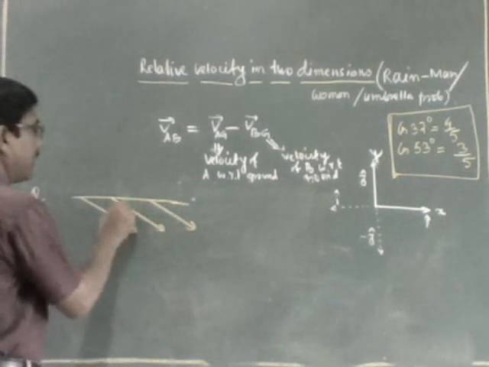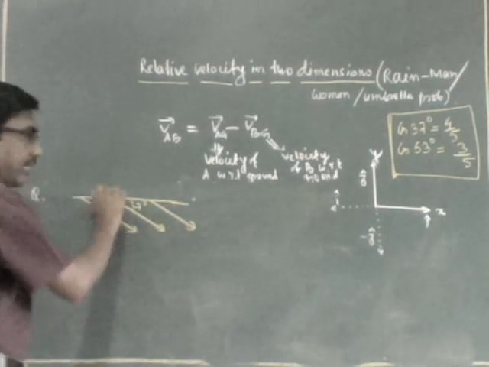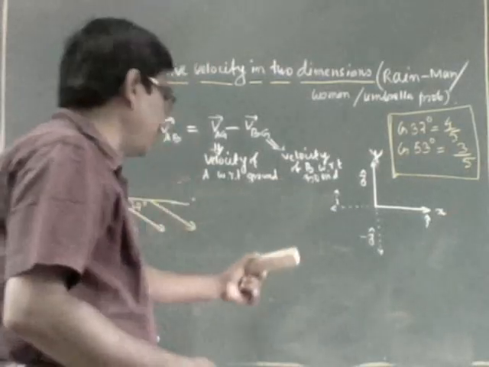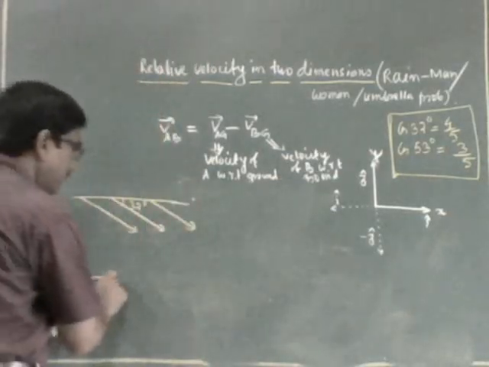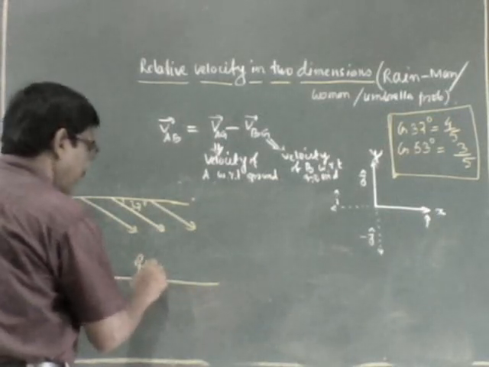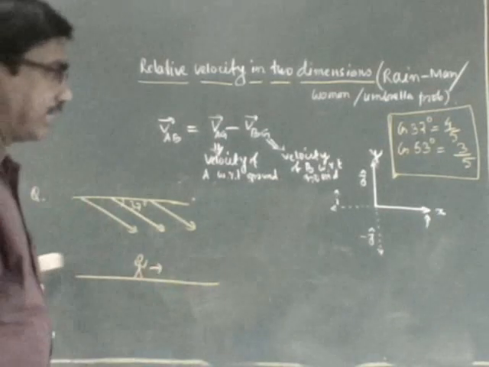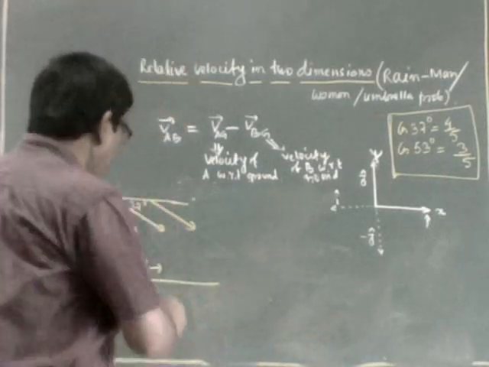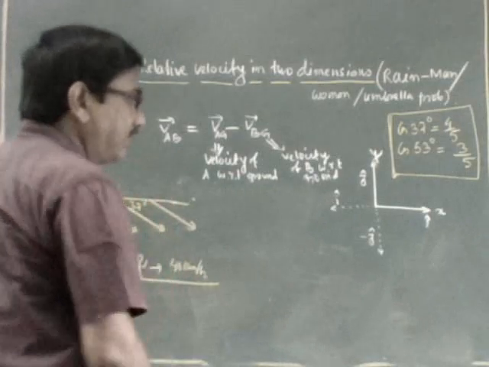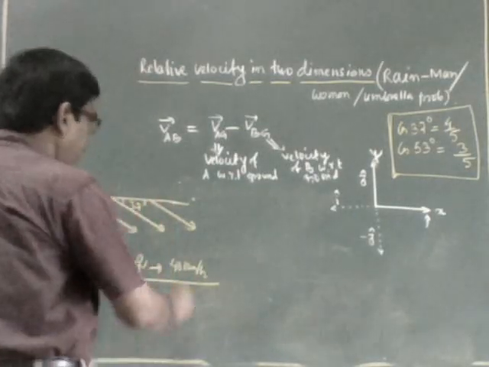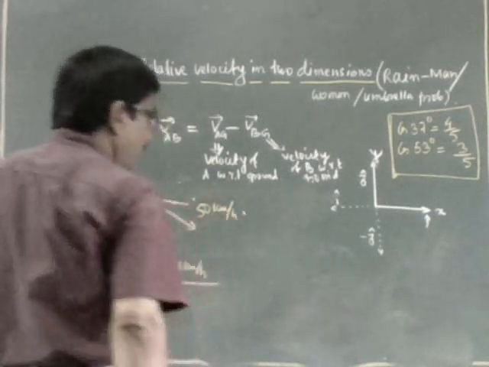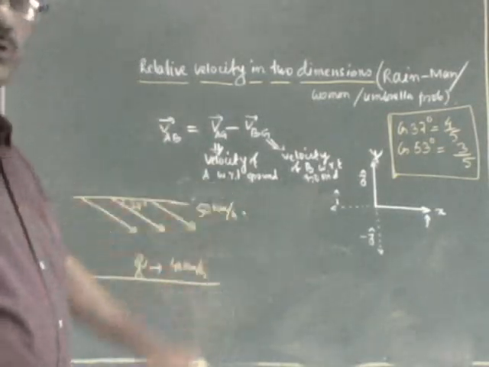Rain is falling at a certain angle, 37 degrees. A man is walking along the x-axis with a speed of 40 km per hour, and the rain is falling with 50 km per hour. What do you have to do here?